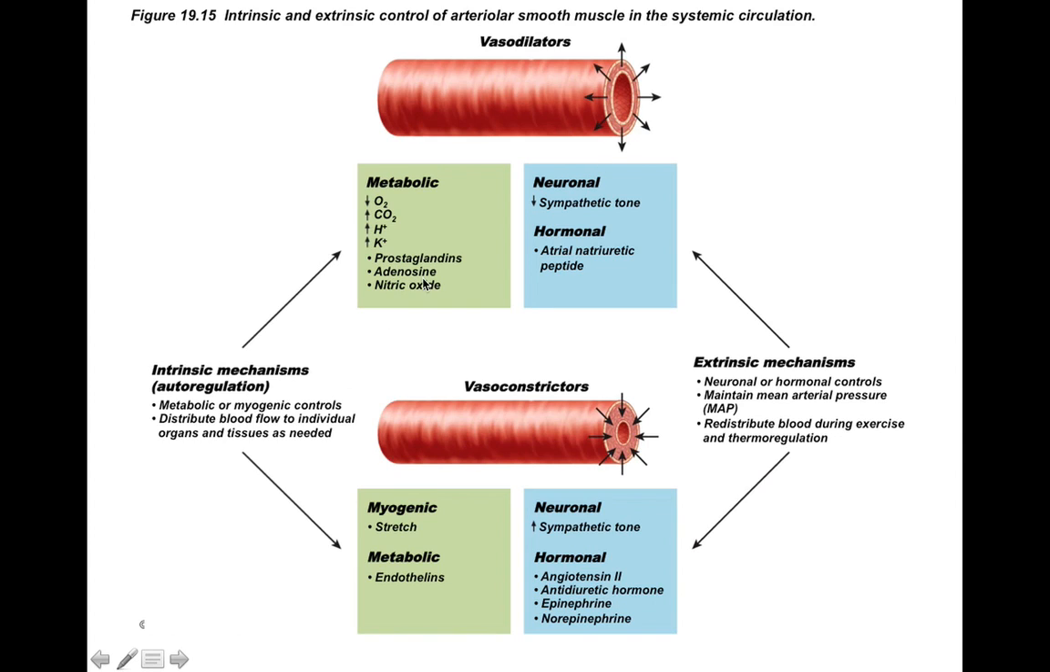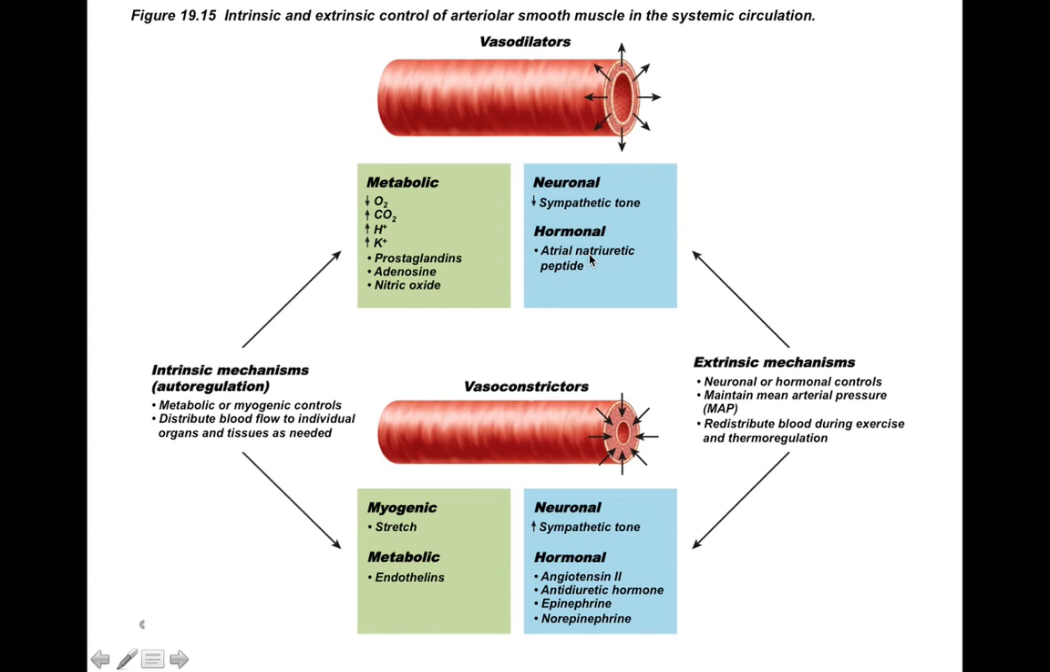And then adenosine is the byproduct from ATP. If you have a lot of ATP use, you're going to see a lot of adenosine buildup, which would also function as a vasodilator. Now, some of the neuronal controls of vasodilation would be a decrease in sympathetic tone. So if you're less sympathetically active, that also stimulates vasodilation.